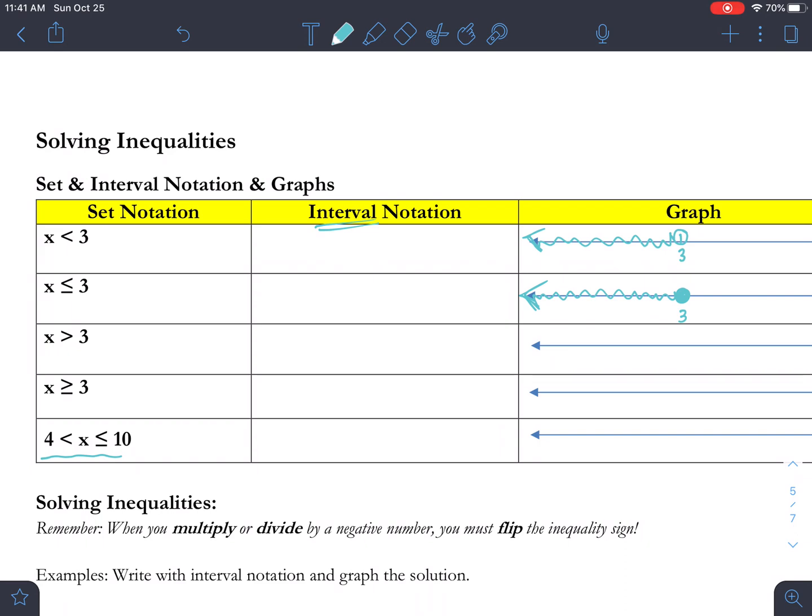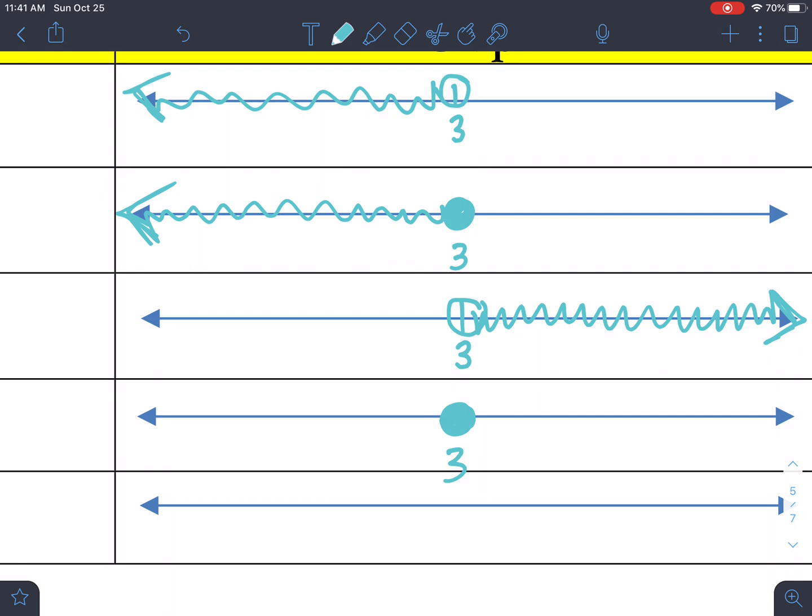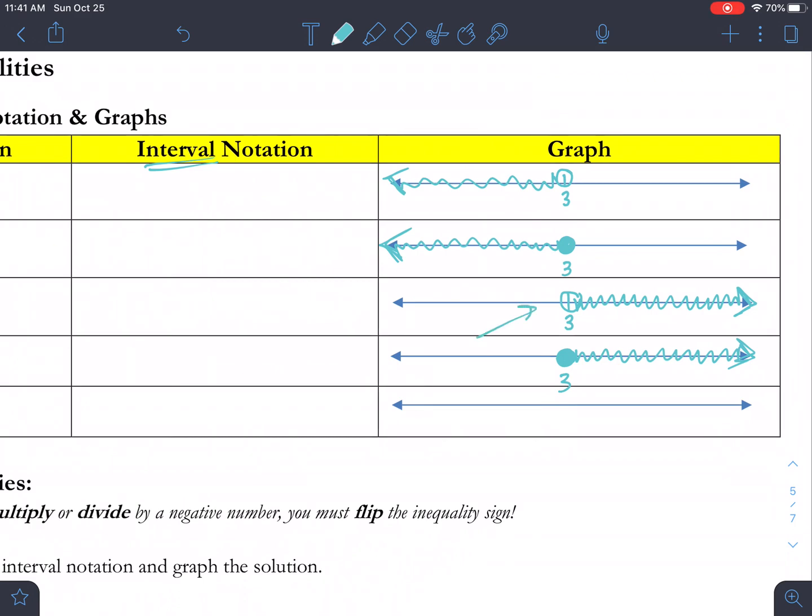So X is greater than 3. Okay, we're at 3. It's an open circle because it's not equal to. And we are going to greater than 3, 4, 5, 6, 7, 100, 1000. And greater than or equal to 3. We are going towards the right, but we are including 3 in this answer. So in this answer, we would say 3.0001 is included, 3.2, 4, 5, 6, 7. In this answer, 3 itself is included.